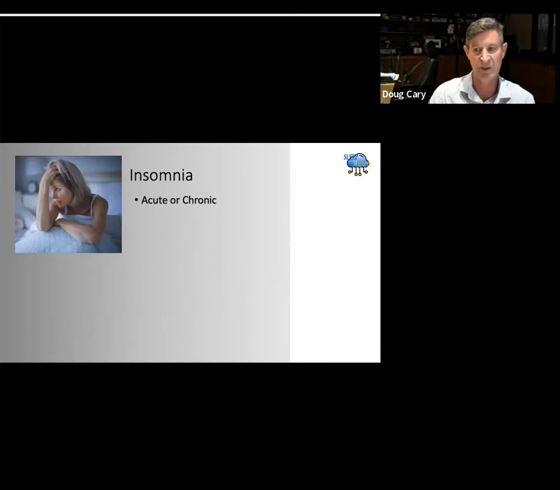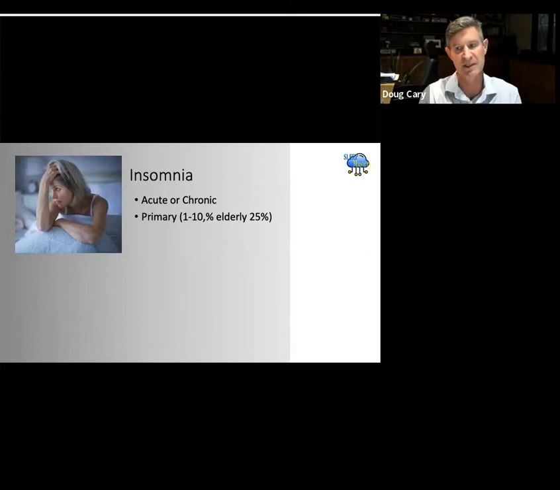Okay, insomnia, acute and or chronic. We've talked about that. We divide insomnia into primary and secondary. So primary insomnia relates to insomnia or poor sleep which is due to no physical, no mental, and no environmental reason. So it's to do with the sleep cycle itself. It only affects 1 to 10% of people in an adult population, but it does rise to about 25% in the elderly. So more older people have primary insomnia.